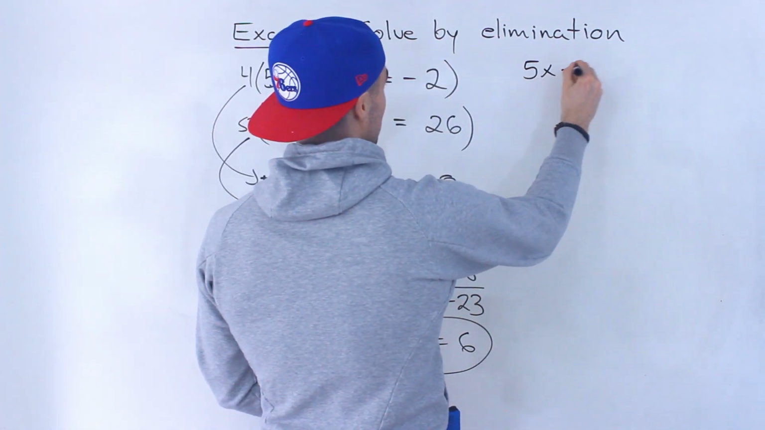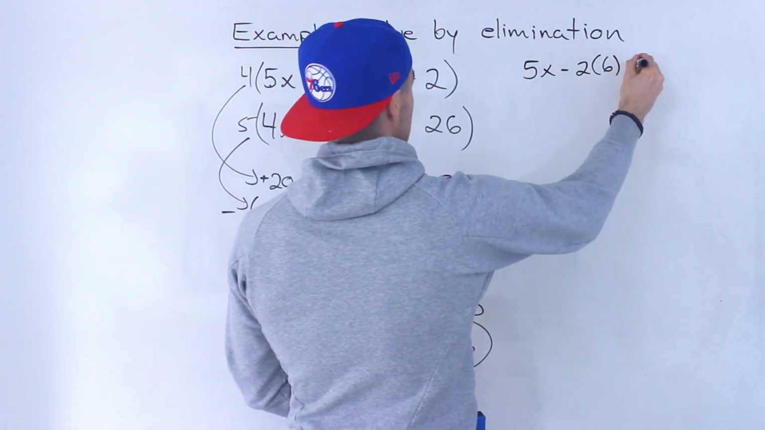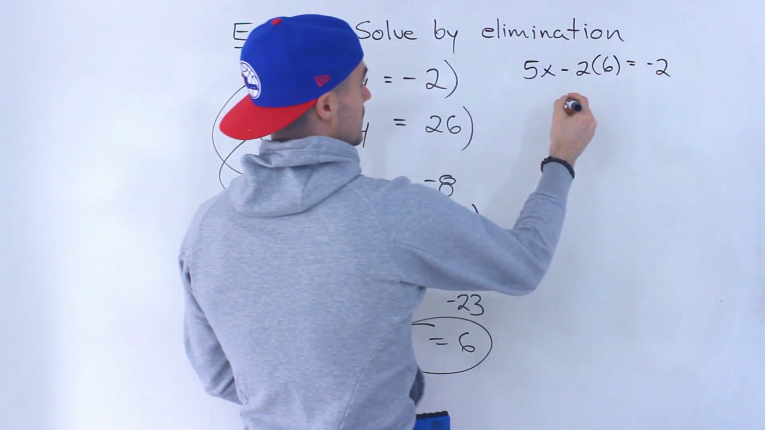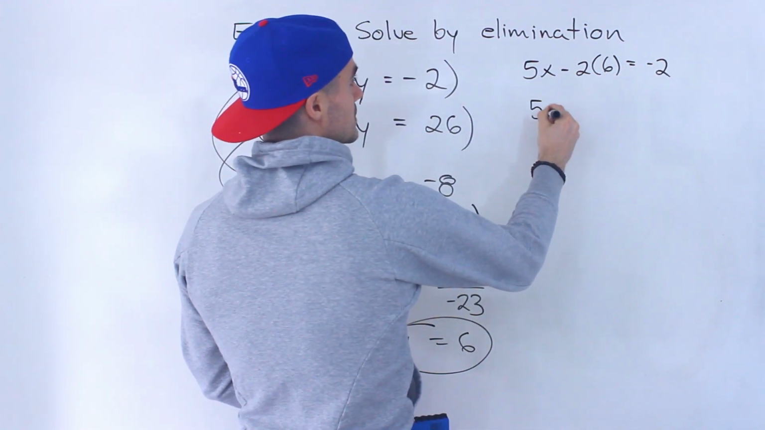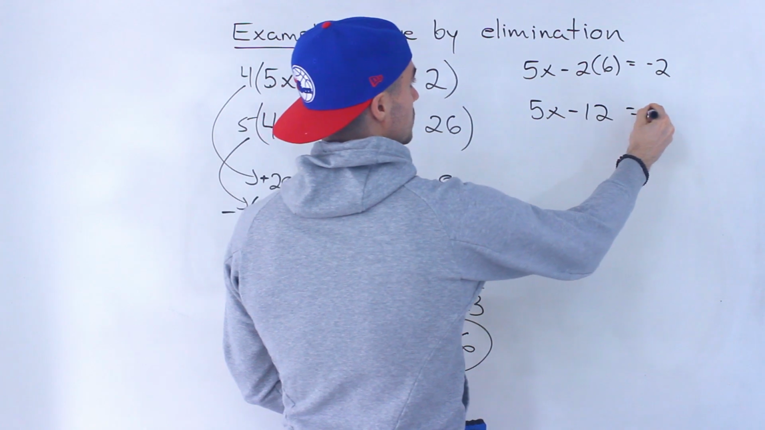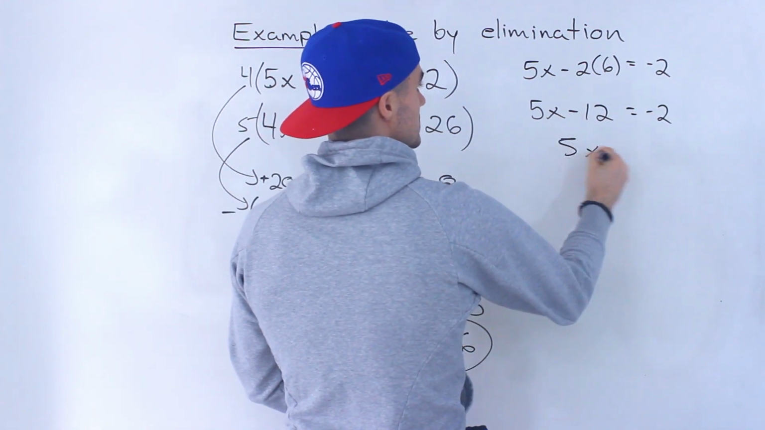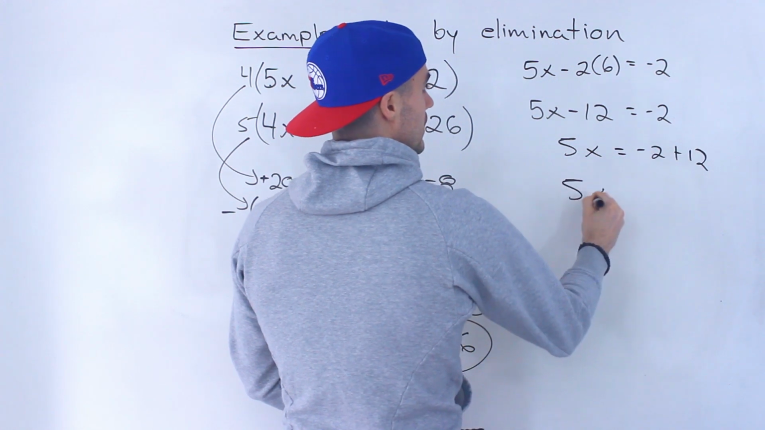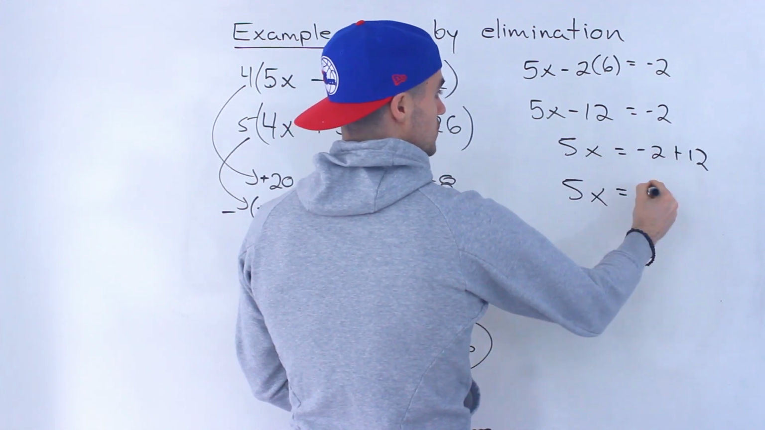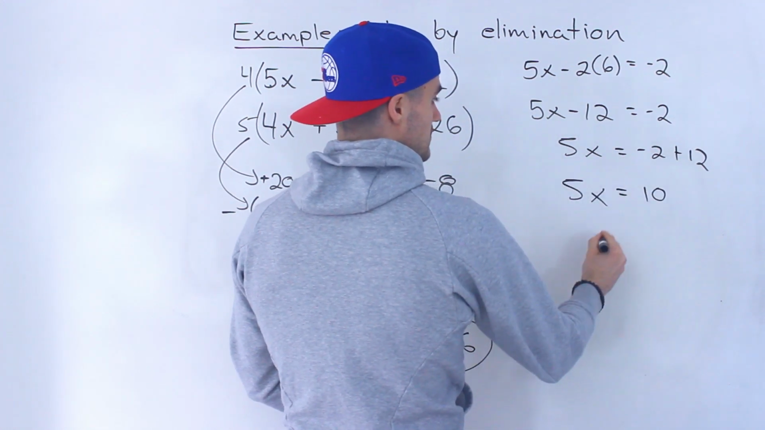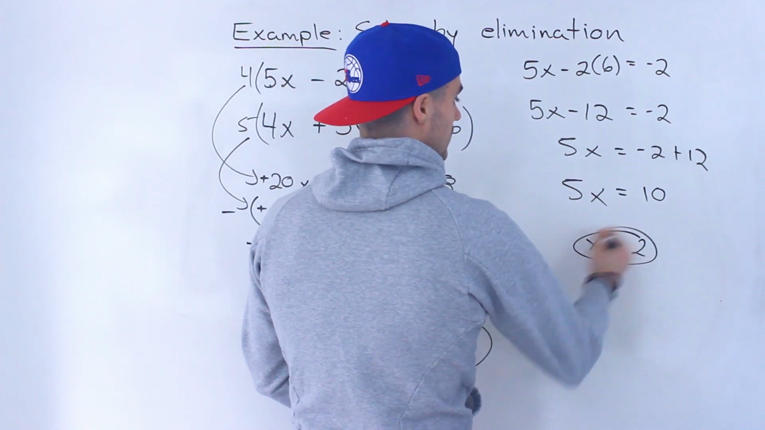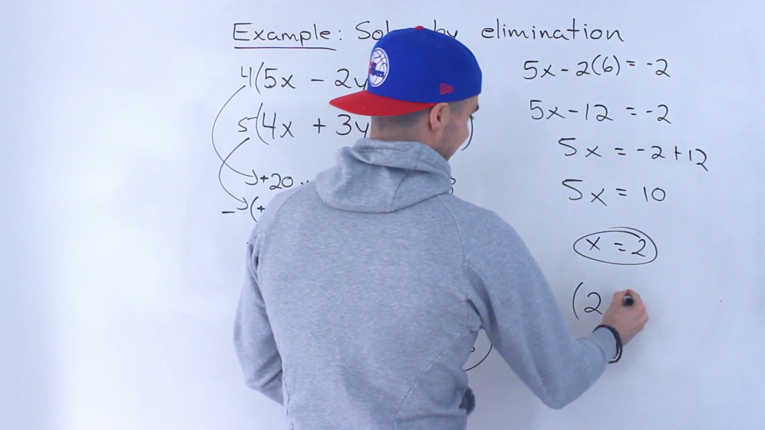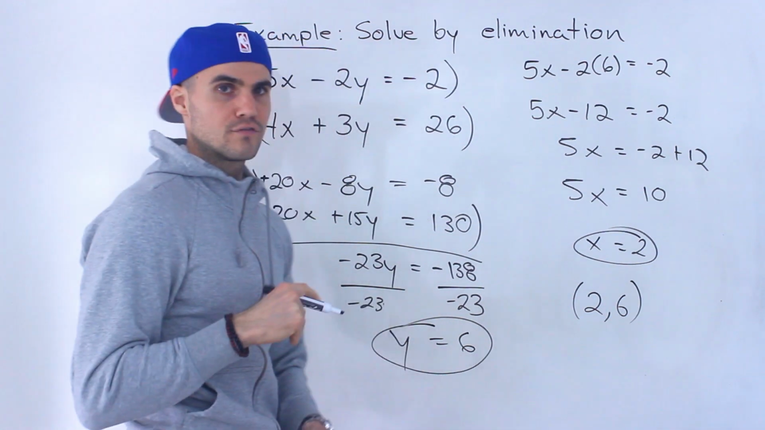So we'd have 5x minus 2 times 6 equals negative 2. So this would be 5x minus 12 equals negative 2. So 5x equals negative 2 plus 12 when we bring this over. 5x equals negative 2 plus 12, which gives us positive 10. Divide both sides by 5. x is 2. So 2 and 6 are the final answer.